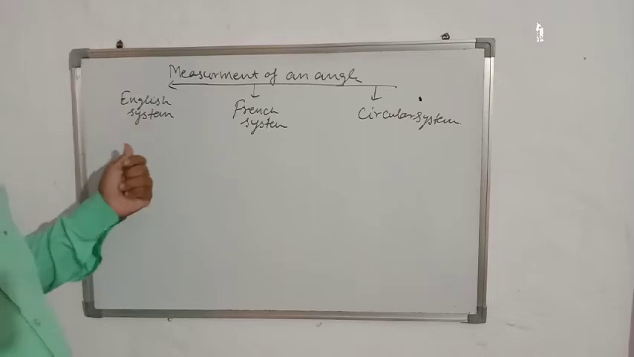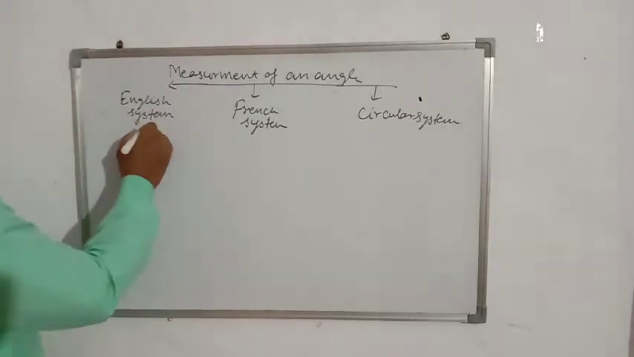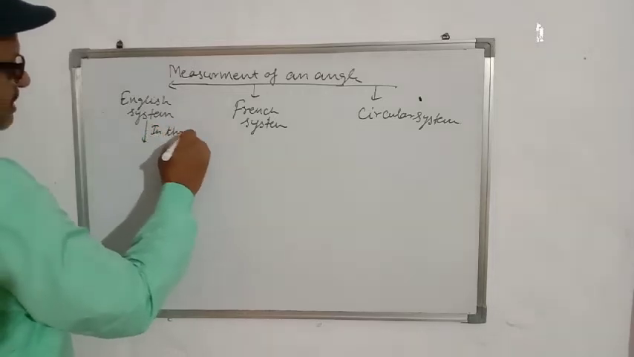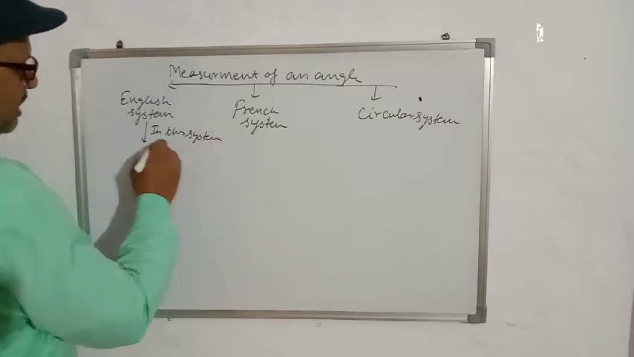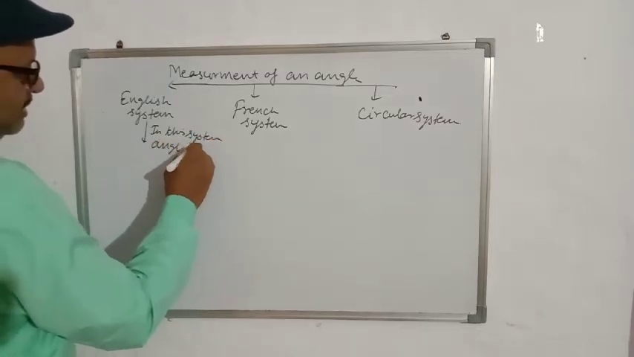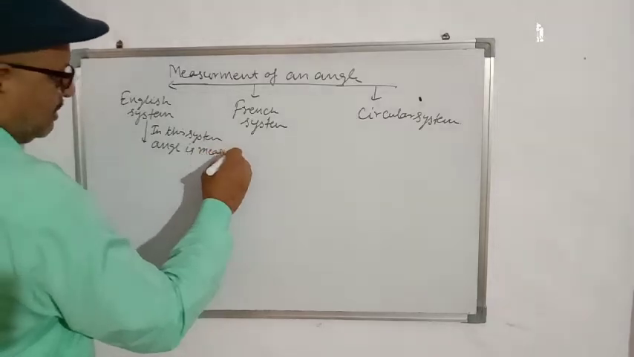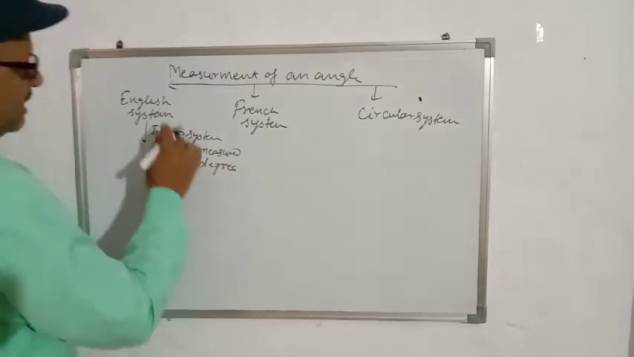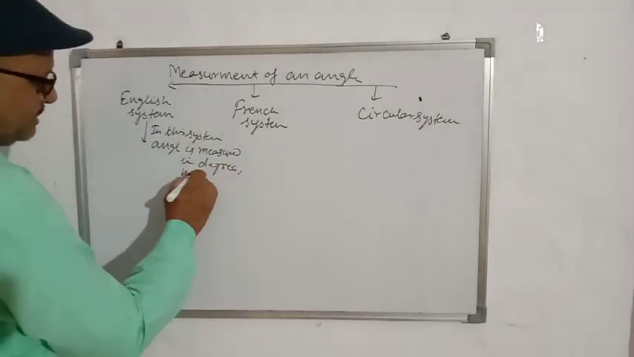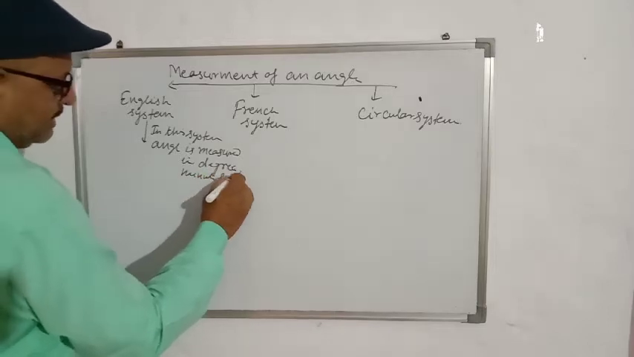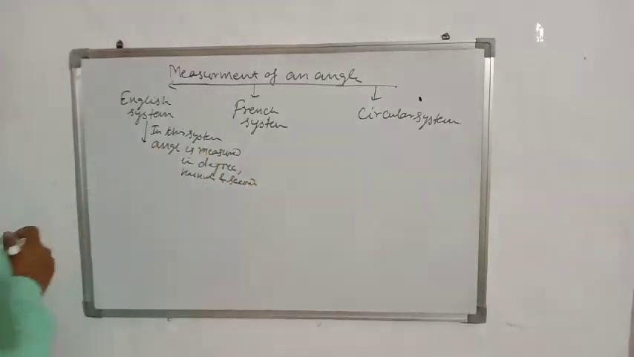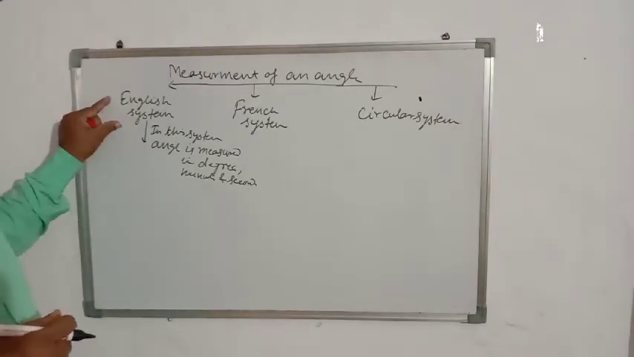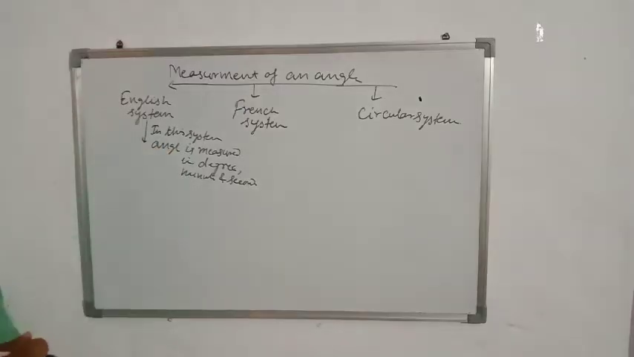How is it measured in the English system? English system means it is measured in degree. In this system, angle is measured in degree, minute and second. In the English system, it is the degree measure of the angle.